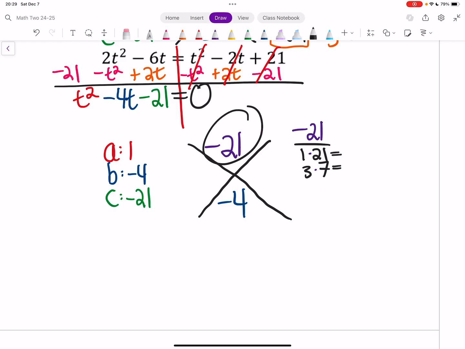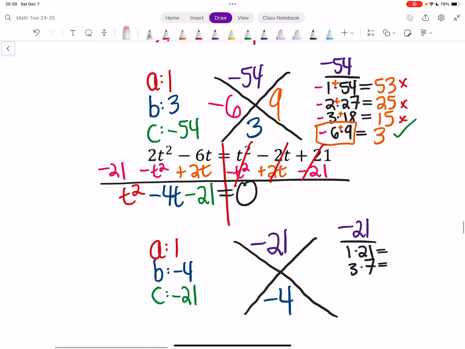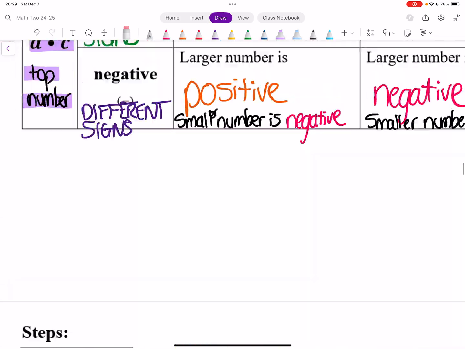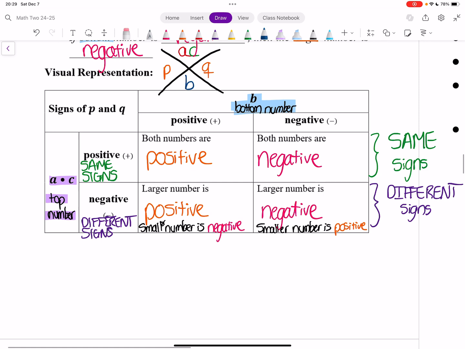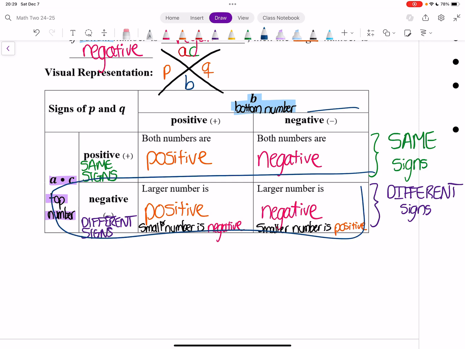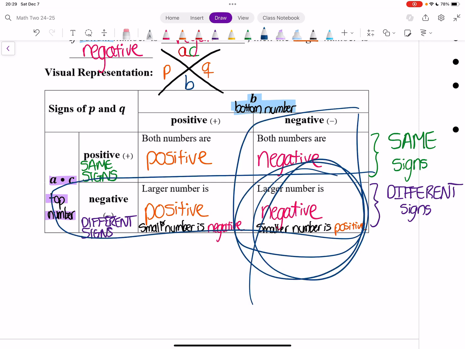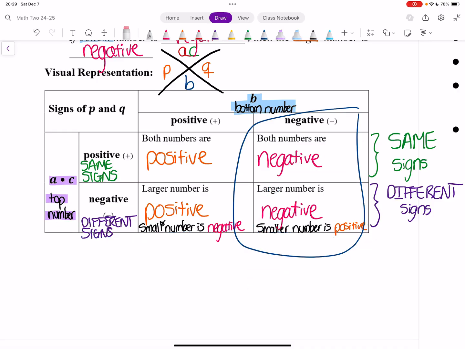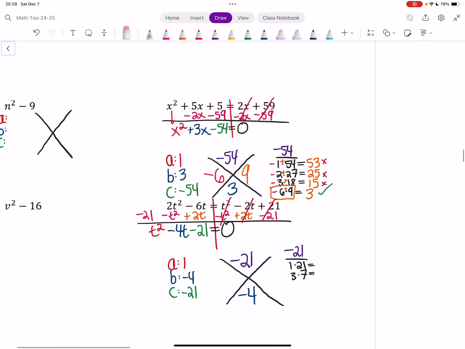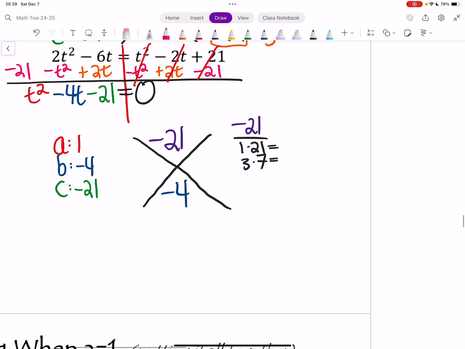Next, I need to identify the signs. They're both negative, so if I look back at the table from a couple pages ago, when they're both negative, we're looking at this part in the table, which tells me that the larger number is negative and the smaller number is positive. This is what it would look like for the larger number to be negative and the smaller to be positive. We add them together to figure out which one is going to work.